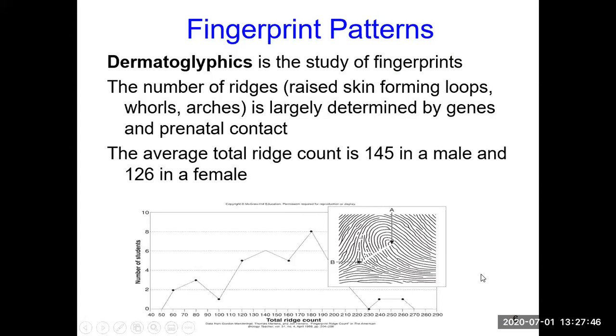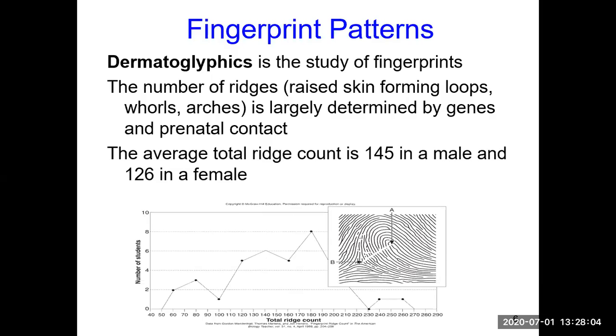Another very interesting thing is fingerprint patterns, okay? And the branch of science where fingerprints are studied is known as dermatoglyphics. This is very commonly used in forensics as well. What are fingerprints? If you look at your fingers, you see the skin there is not very smooth.